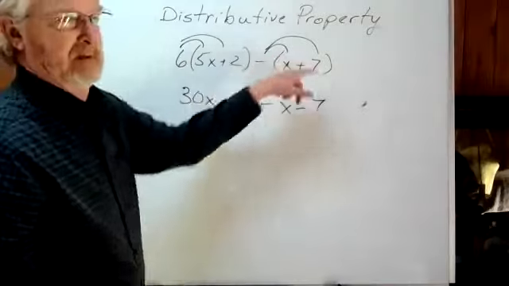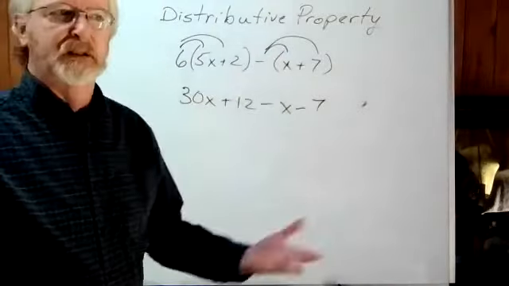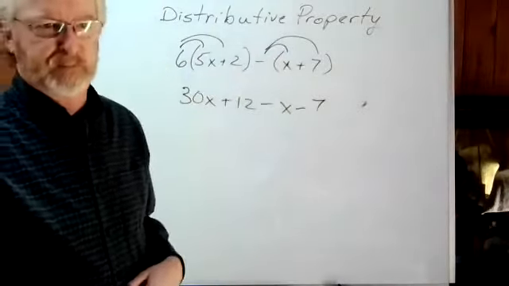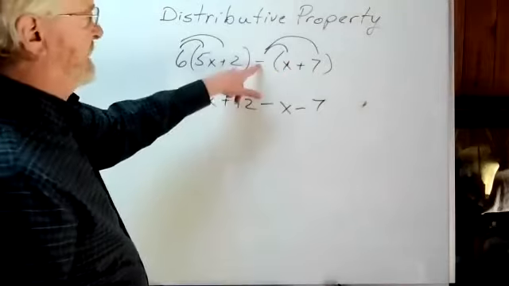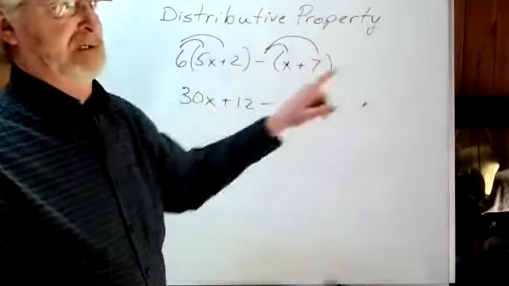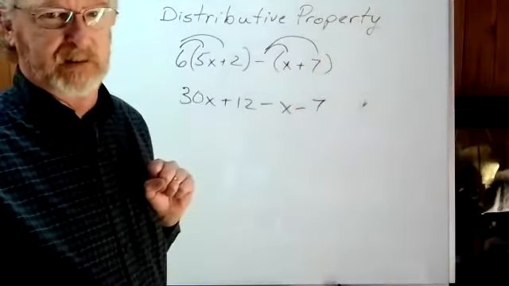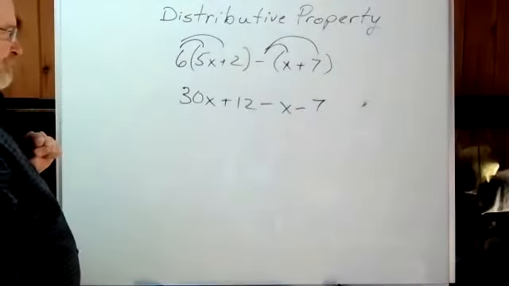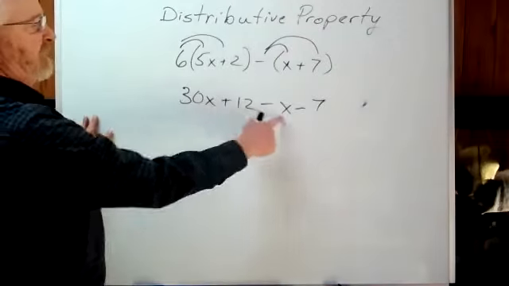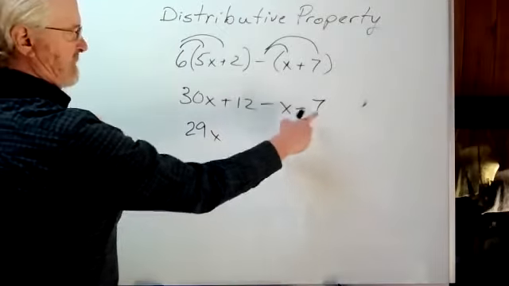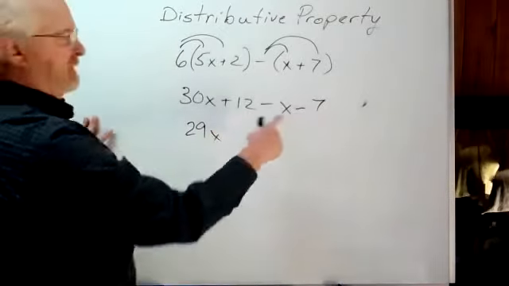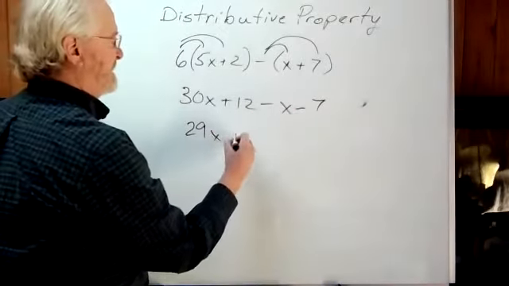Distribute that negative. That's one of the most common errors. People drop the ball, however you want to say that. They forget that every piece has to be multiplied times that negative 1. 30 x's minus 1 of those x's, 29 x's left. 12 minus 7, so 5.